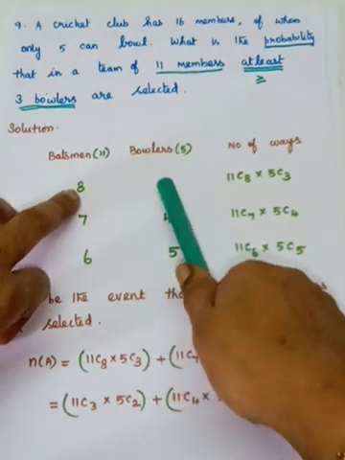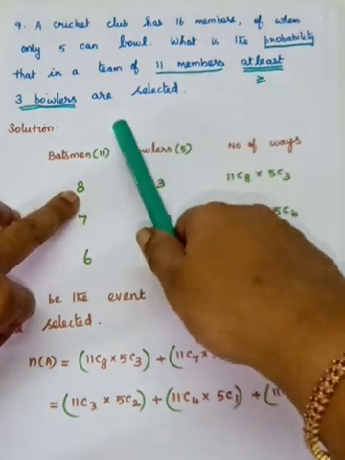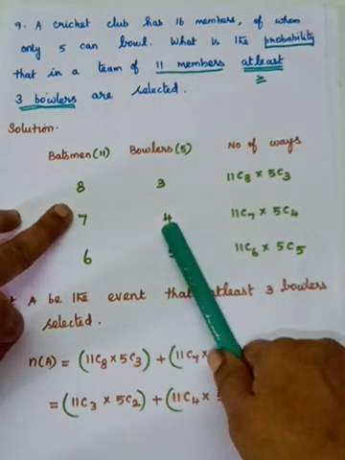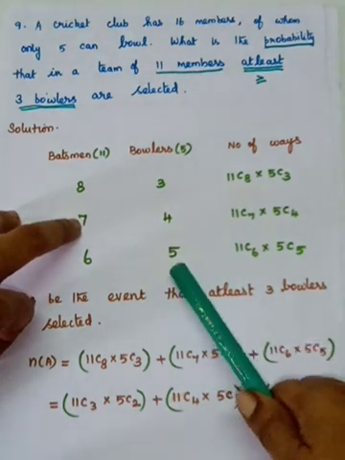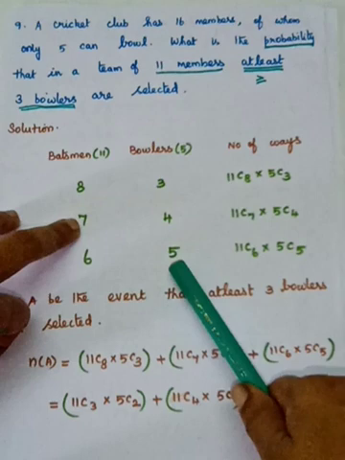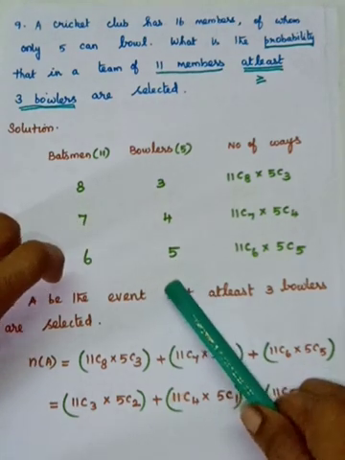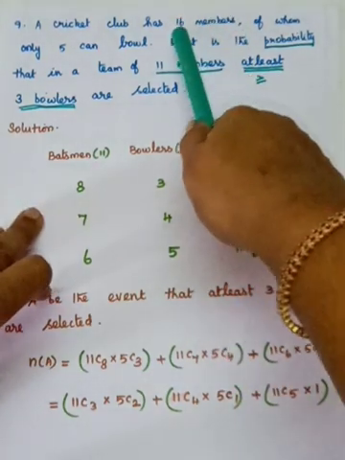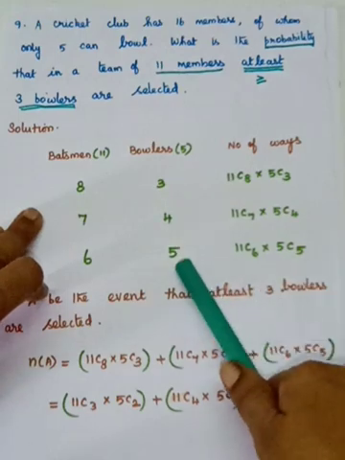So 8 plus 3 is 11. Okay, and you see that at least 3 bowlers means you can have 4 bowlers also. So if I select 4 bowlers, I have to select 7 batsmen. If I select 5 bowlers, I have to select 6 batsmen. Can we select 6 bowlers? No, because out of the total 16 members, only 5 members can bowl. So we can do it in 3 cases.